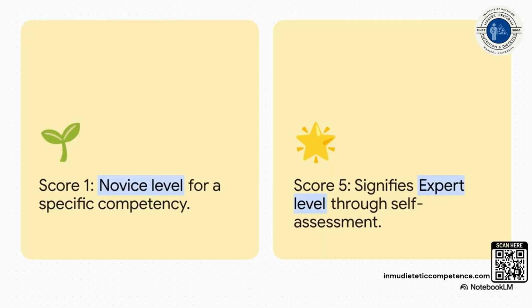So, what does that score mean? Let's quickly clarify that scale. You're rating yourself from a 1 to a 5. A 1 basically means you're at a novice level for that specific competency. Totally fine, we all start somewhere. But as you progress, you'll move through developing, competent, and proficient, all the way up to a 5, which signifies you're an expert. It requires some really honest self-assessment.